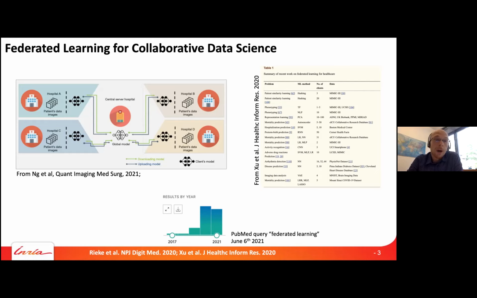So the concept is powerful because it solves the problem of data protection. Data is not disclosed, although it doesn't completely solve the problem of privacy, because parameters can still leak some information from the data that has been used to train them, but this is another issue. Already, this paradigm is compliant and is actually very powerful for many applications. And healthcare is one of these applications because data is very sensitive.